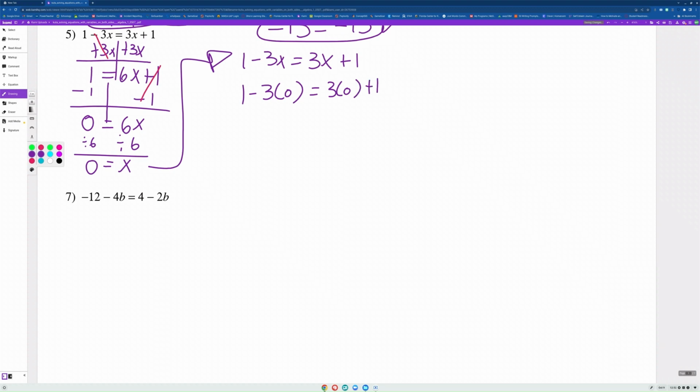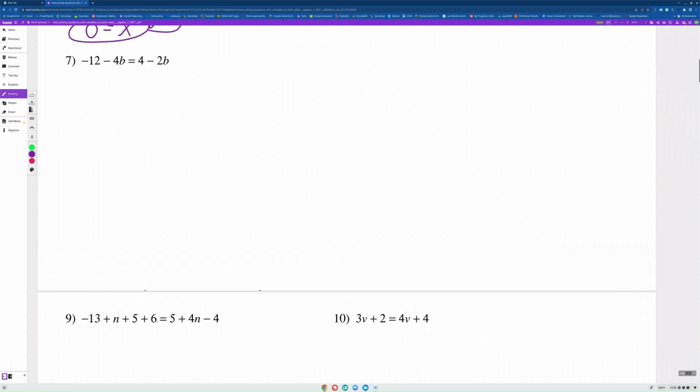So again, following order of operations, right? So no parentheses. Well, I see parentheses, but there's no math happening, so I'm going to move on. I don't see any exponents. I see multiplication with my 3's and my 0's. So when I multiply, I'm actually just going to get 0 because any number multiplied by 0 is 0. So now I have 1 is equal to 1, and that is correct. So I know that x equals 0.